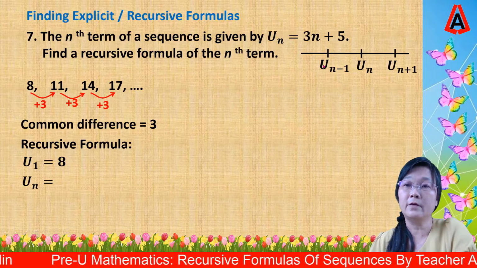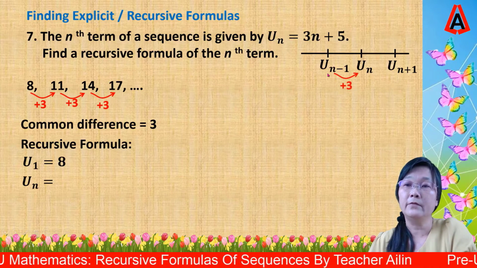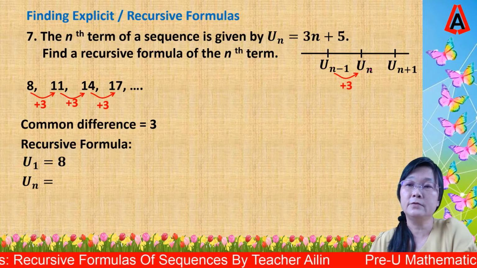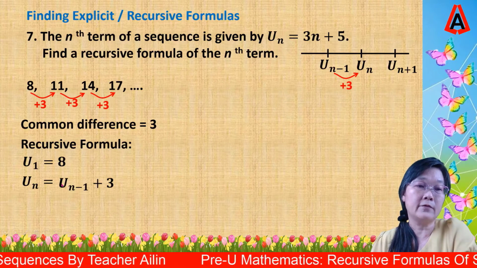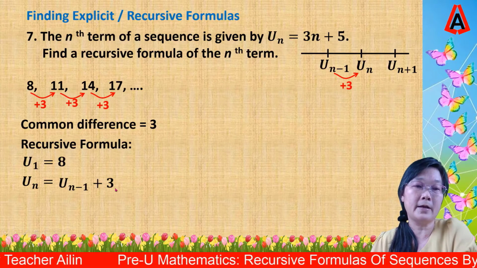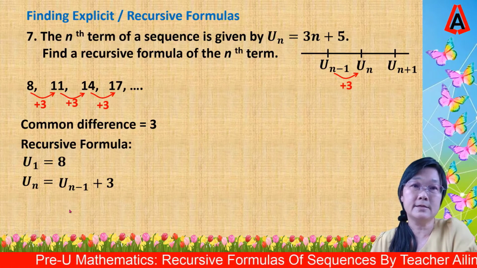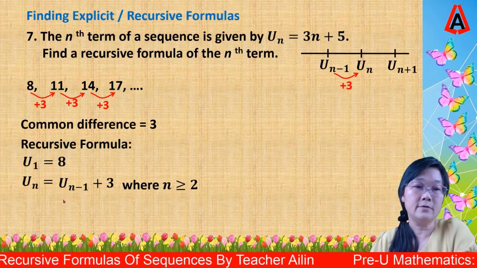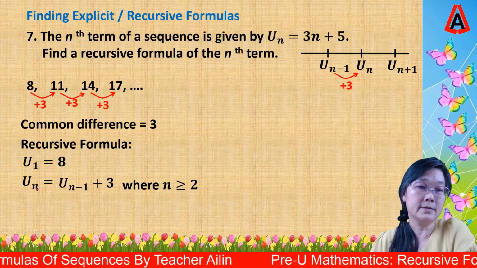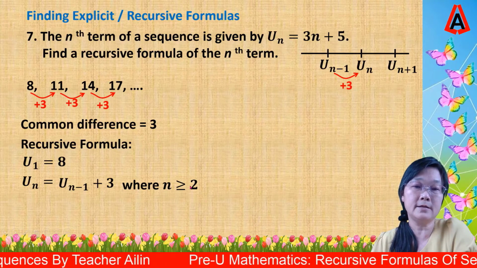So from un minus 1, we add 3 to get un. In order to get un, we start from un minus 1 plus 3. Now this is the recursive formula of the sequence. Then we write down that n starts from 2, because this is the second term, n equals 2.